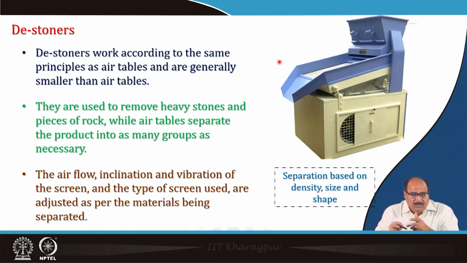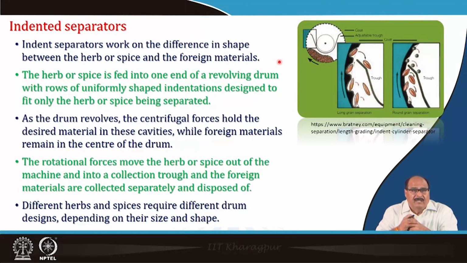Then de-stoners, there is a separation based on the density, size and shape. De-stoners are used to remove heavy stones and pieces of rock, while air tables separate the product into as many groups as necessary. The airflow, inclination and vibration of the screen and the type of screen used are adjusted as per the material requirement or as per the type of the material being cleaned.